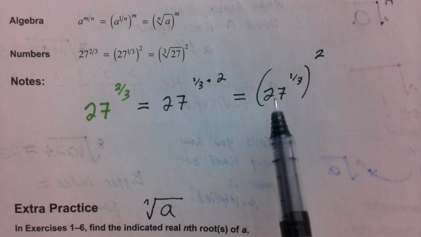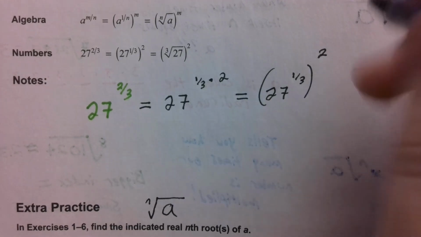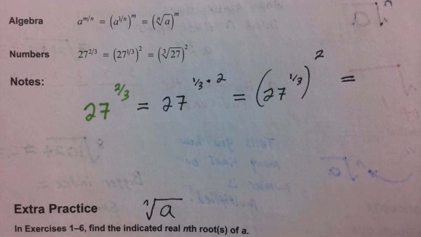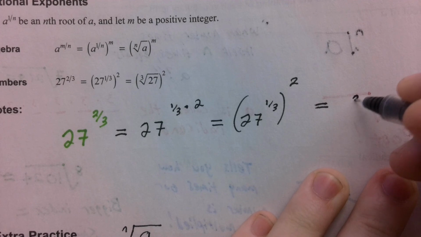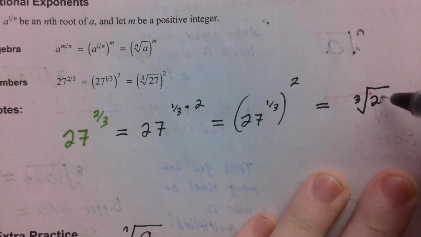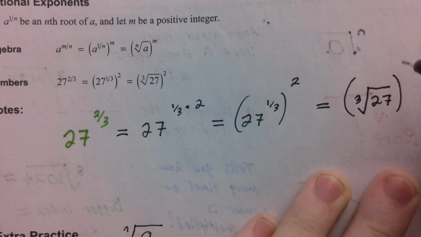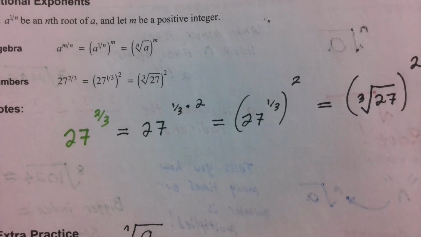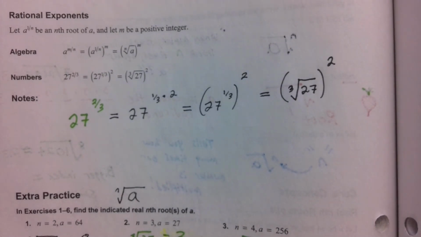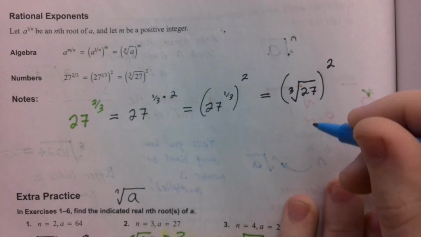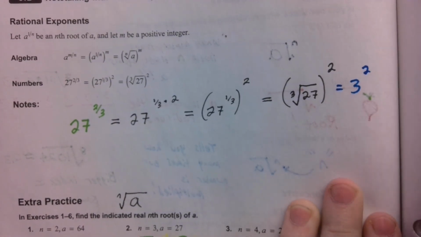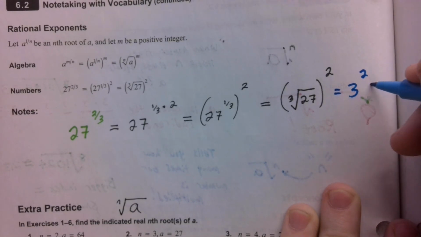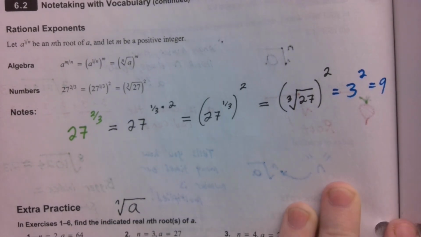And 27 to the 1/3 power, we can rewrite as a radical. In radical form, 27 to the 1/3 power is the cube root of 27, and this is being squared. Well, what's the cube root of 27? The cube root of 27, we've discussed many times now, is 3. So this is asking, what's 3 squared? Your answer is 9.